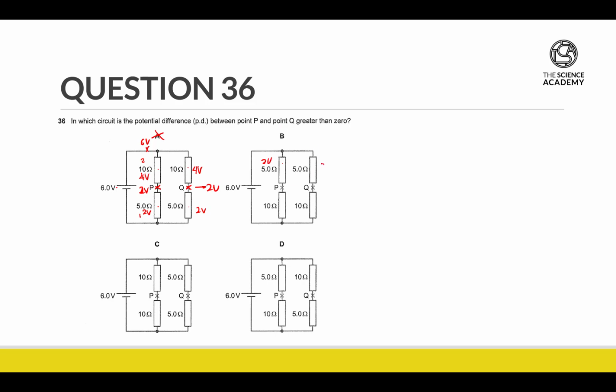And you notice that for B, we have the same scenario. We have 2 volts PD across the 5, 4 volts here, 4 volts here. Potential here is 4 volts, potential here is 4 volts. And when we minus off, there is going to be 0 PD between here and here. So this is also going to be out.